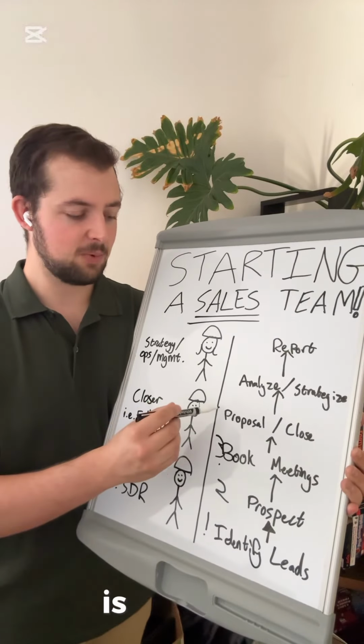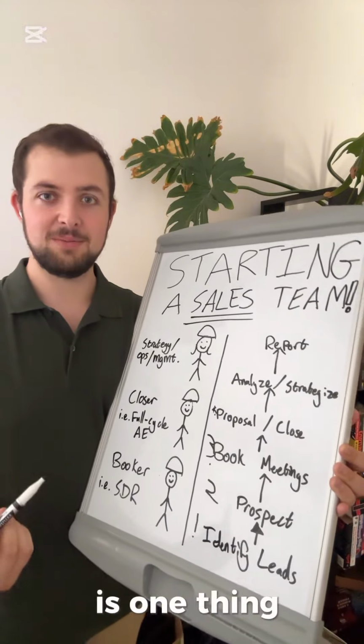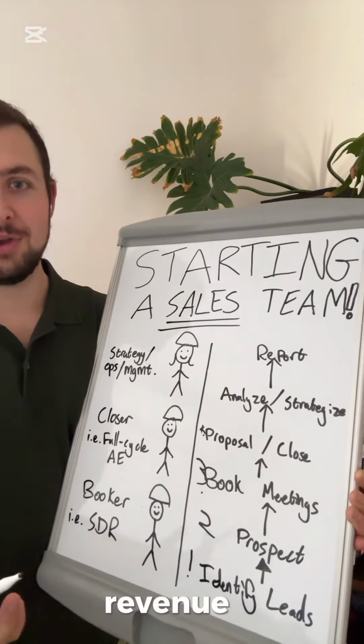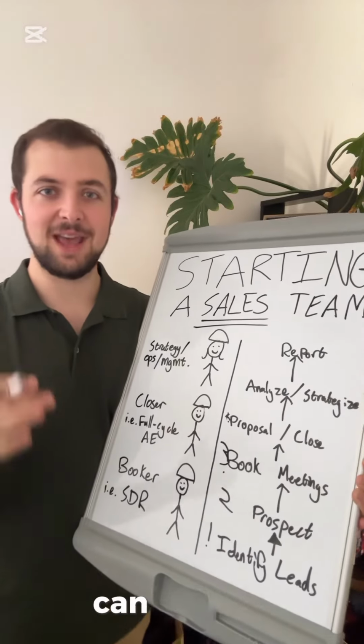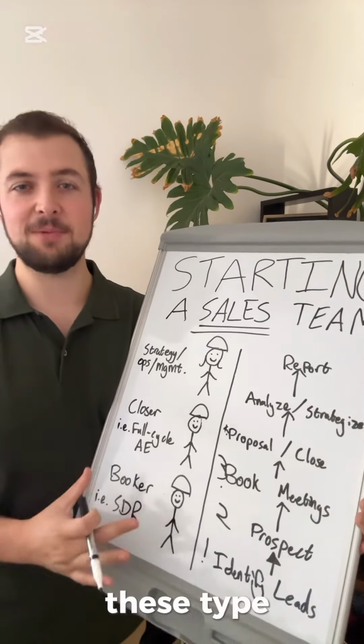The fourth is proposal and closing. To have a meeting is one thing, but to actually have a qualified lead that you can close and start generating revenue, well, that's heaven on earth, because you can actually start to pay for yourself and grow the team and get more of these types of people inside.